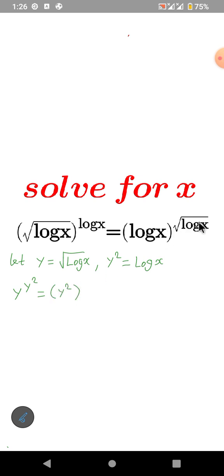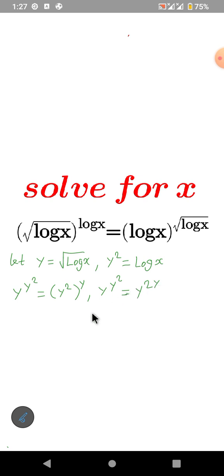raised to the power of the square root of log x, and the square root of log x is y. So here will become y. Then we continue. So here is y raised to the power of y squared equal to, now power will multiply power here, so we have y raised to the power of 2y.